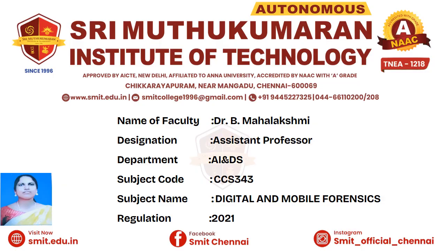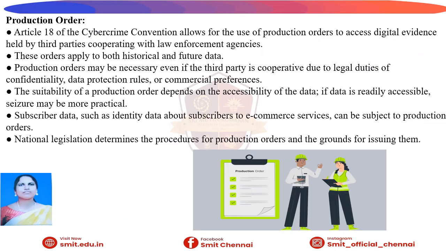So this video gives a tutorial about the concept of Unit 2, production order. Here, the production order, according to Article 18 of the Cybercrime Convention, allows for the use of production orders to access digital evidence held by third parties, cooperating internationally. Other countries also have to cooperate to access the digital evidence that should fulfill law enforcement needs. So this order is applicable both for historical and future data.